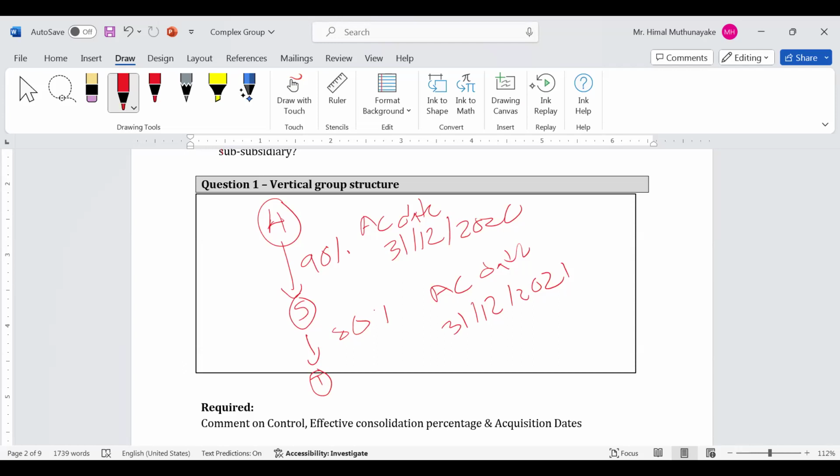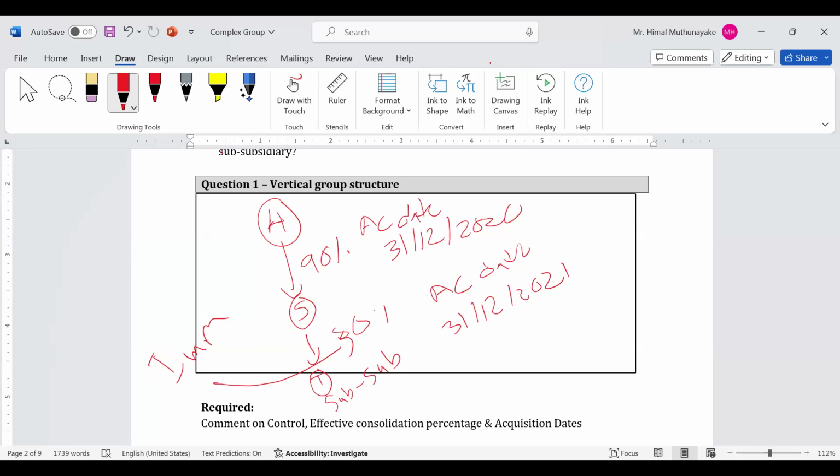Yes. How are we deciding? We need to look at the immediate ownership. S owns 80% of T. That means S can control T. H can control S. Through S, H can control T. Then this company will become a sub-subsidiary, right? And effective control percentages.